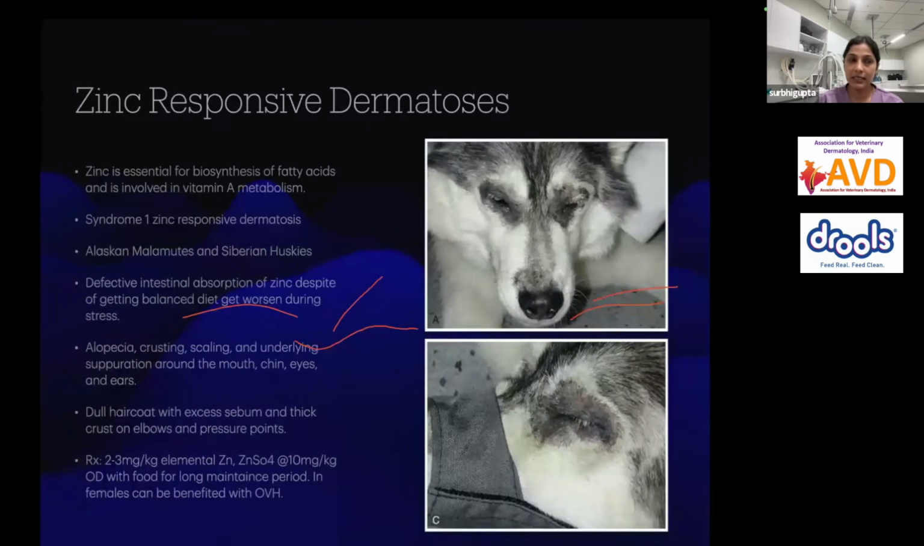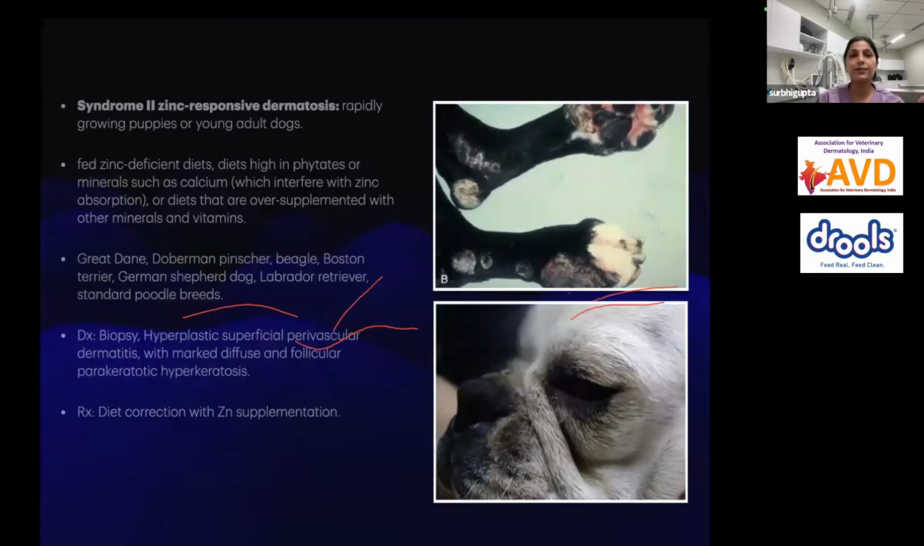It has been seen that when any stressful event happens in these dogs, the absorption decreases further. For example, in females, whenever they come into heat, their absorption decreases a lot and they start showing the signs. So in that case, it is recommended to always go for an OBH. It helps.